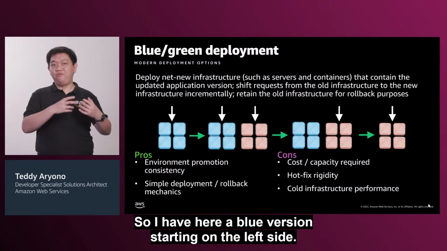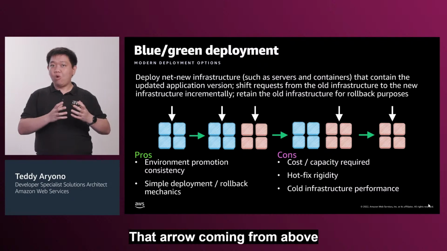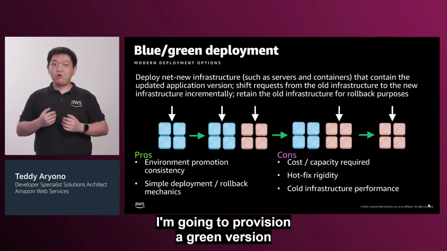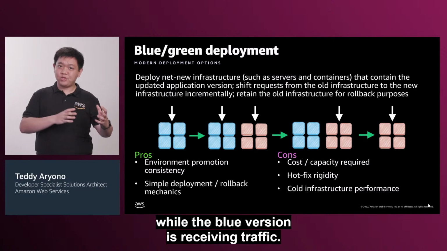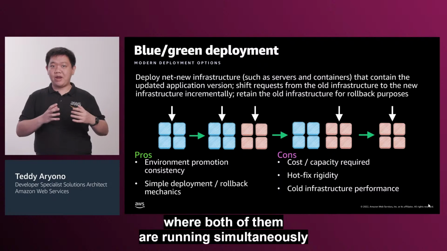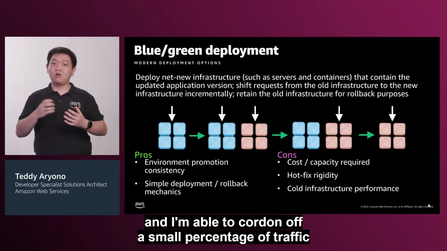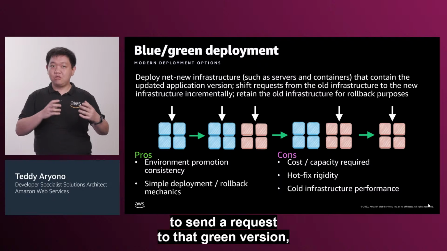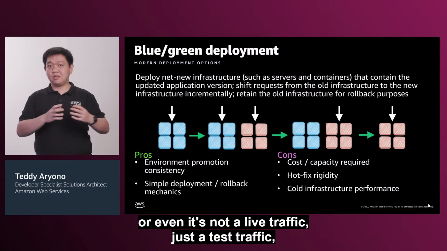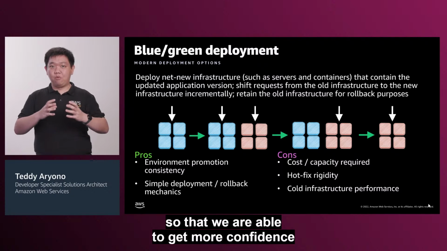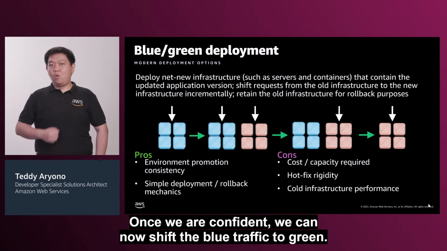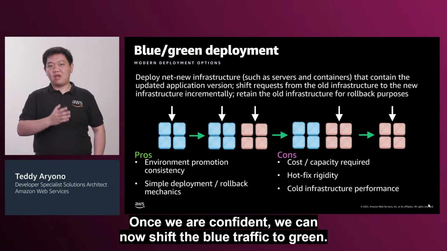So I have here a blue version starting on the left side. That arrow coming from above is representing incoming requests to my application. I'm going to provision a green version while the blue version is receiving traffic. There's going to be a period of time where both of them are running simultaneously, and I'm able to cordon off a small percentage of traffic to send requests to that green version, or even it's not live traffic, just test traffic, so that we're able to get more confidence that this newly provisioned green environment is behaving healthily.